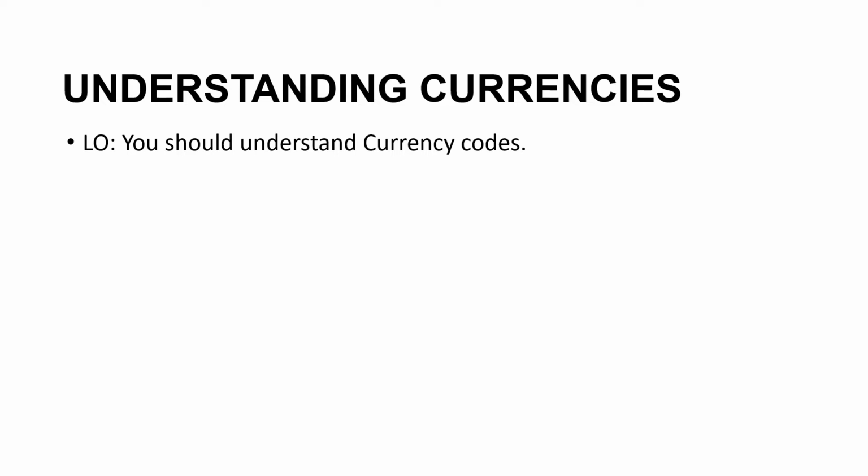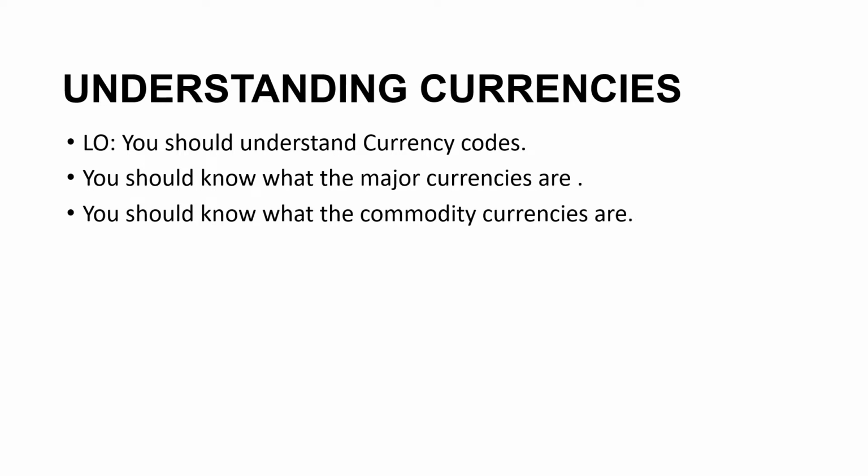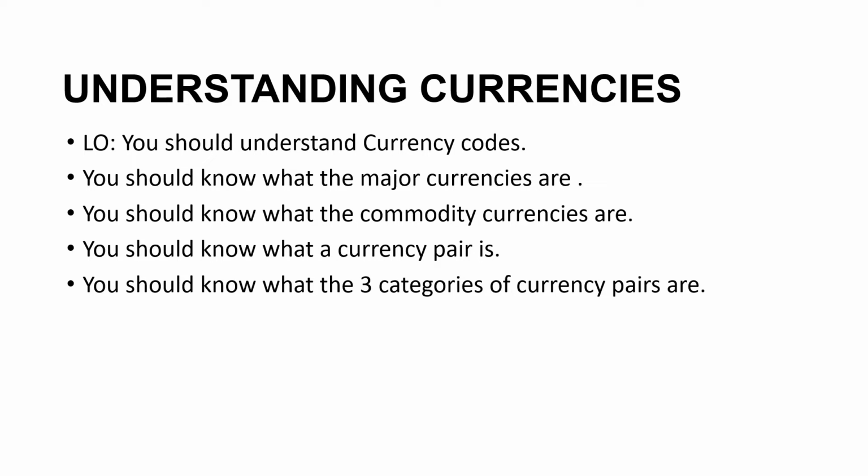In this lesson, understanding currencies, the learning objectives are: you should understand currency codes, you should know what the major currencies are, you should know what the commodity currencies are, you should know what a currency pair is, and you should know what the three categories of currency pairs are.